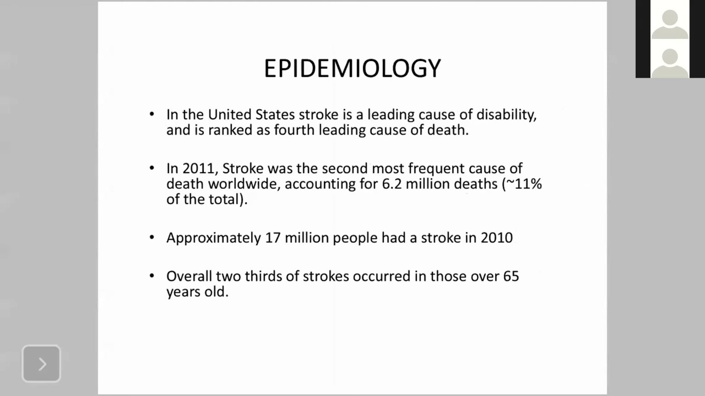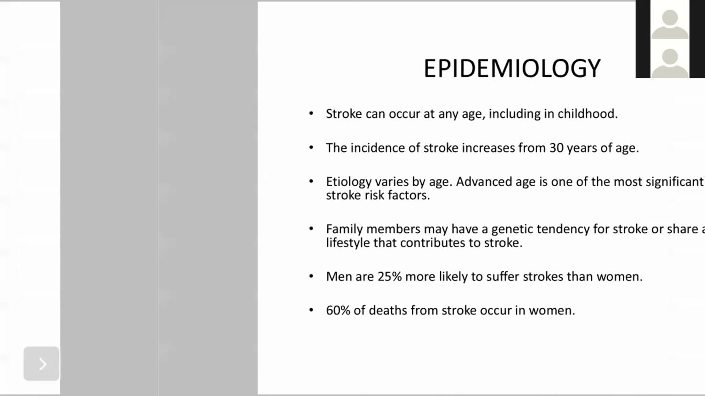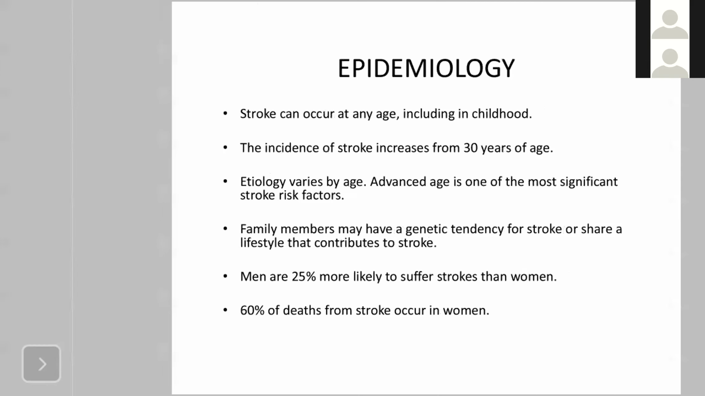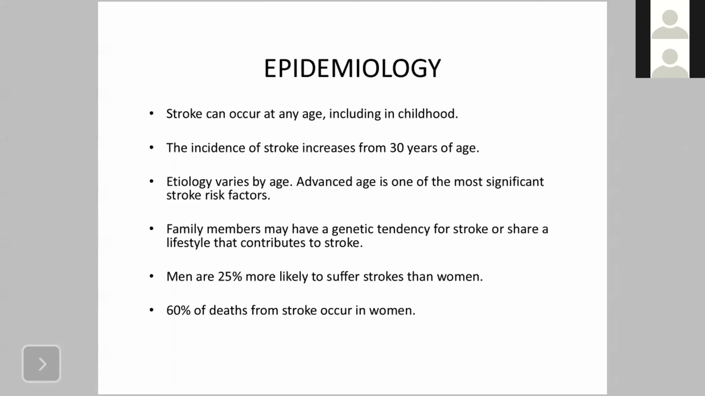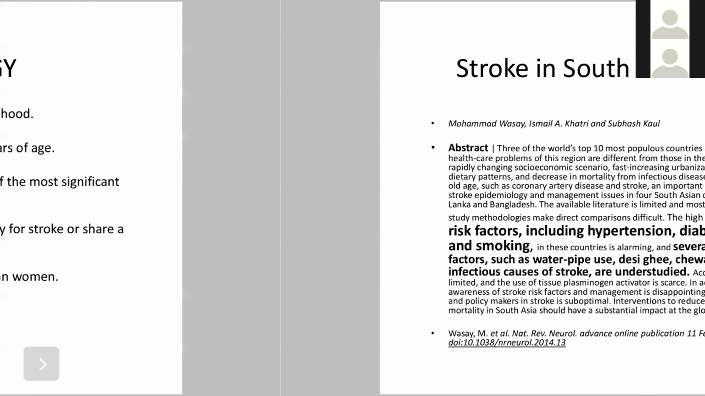And according to this, in the United States, stroke is a leading cause of disability and is ranked as the fourth leading cause of death. And in 2011, stroke was the second most frequent cause of death worldwide, accounting for 6.2 million deaths out of the total. Okay, stroke can occur at any age, including childhood. The incidence rises from 30 years of age onwards. Etiology varies by age. Advanced age is one of the most significant stroke risk factors. Men are 25% more likely to suffer stroke than women. These are the statistics.